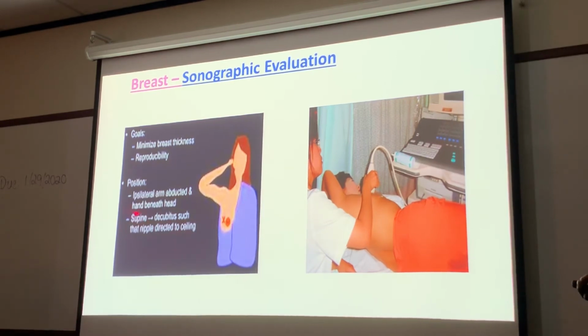The position should be same side arm and hand beneath the head, if they can do that. Supine, with the nipple directed towards the ceiling. I put the slide on here, I didn't even read that, but yeah, that was nipple to the ceiling. Similar to this position right here, guys. That's how you want to scan.